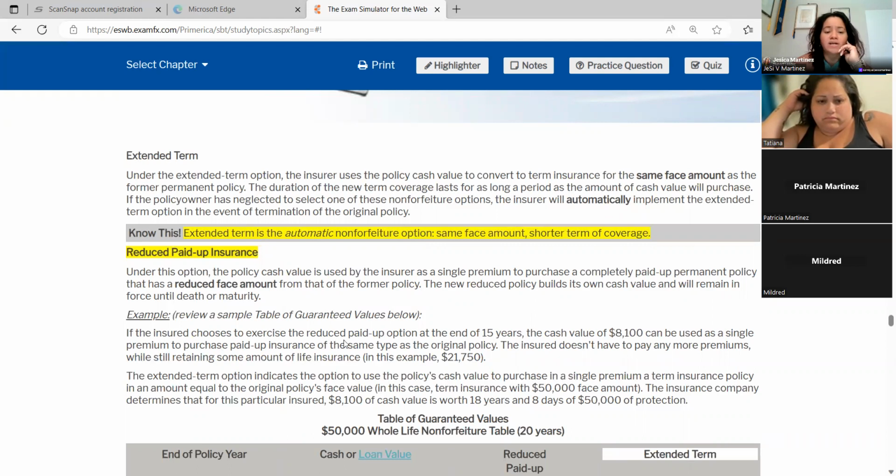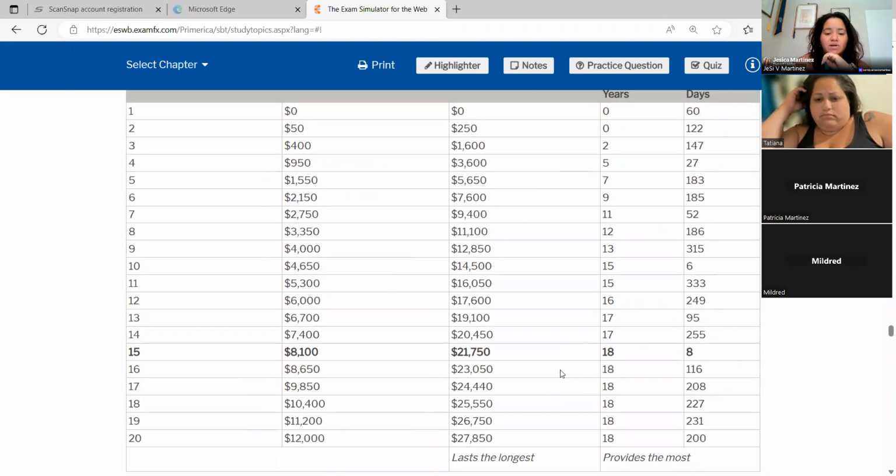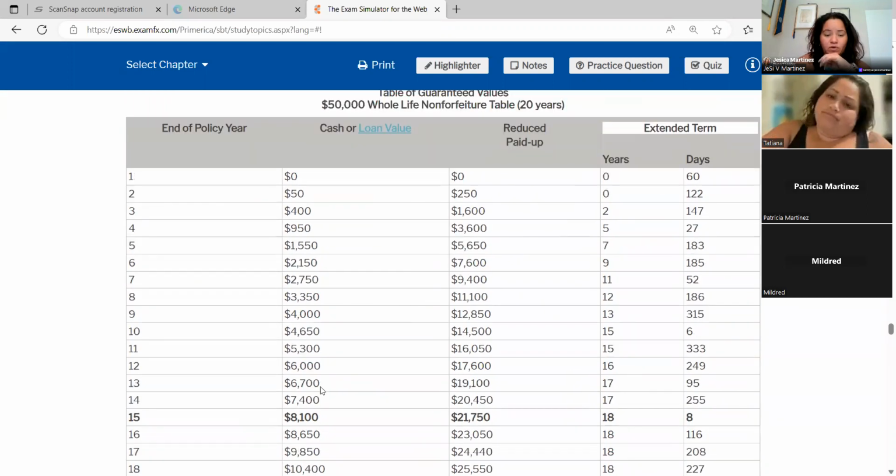If the insured chooses to exercise the reduced paid-up option at the end of 15 years, the cash value of $8,100 can be used as a single premium to purchase paid-up insurance of the same type as the original policy. The insured doesn't have to pay any more premiums while still retaining some amount of the life insurance. In this example, $21,750. So in this example, you use your cash value to purchase a reduced paid-up policy of $21,000.